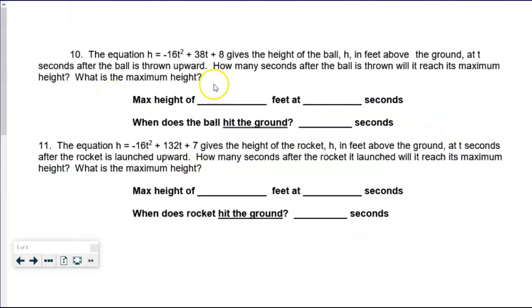Okay. So here, we're going to be using our calculator again, and we have a new equation this time. This is a ball that's being thrown. And I want to know the max height on the first question. And then the second question is, when does it hit the ground? So this is a two-parter. I'm going to pause the video and get my function entered.